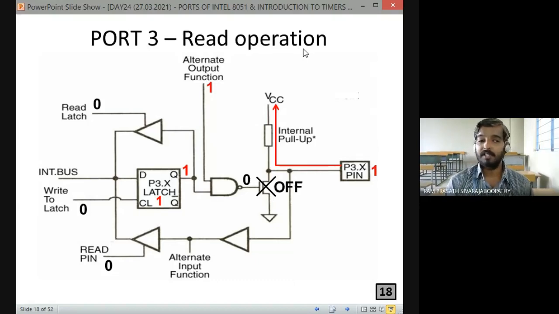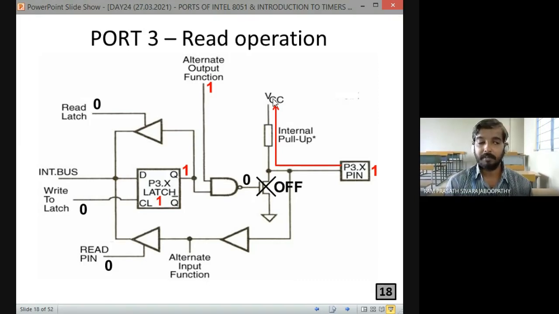இப்போ இது input ஆ configure ஆயிருக்கு. Fine. இது ஆனா floating இல்ல. Due to the internal puller, it is pulled high. Correct? That means even if you didn't connect any input device with this port pin, if you read, you will be getting logic 1 only. Fine. Irrespective of the input given by the input device.